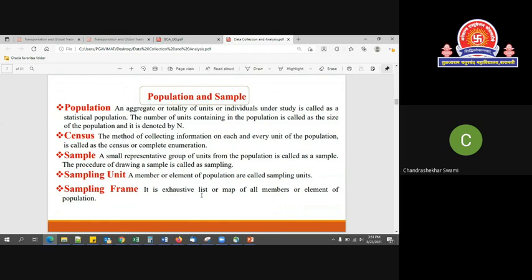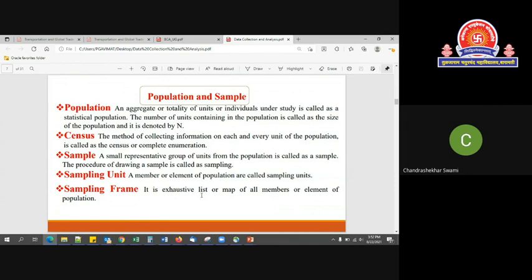The method of collecting the information on each and every unit of the population is called as what? Census, or it is called complete enumeration. Here you are studying every unit in the population, and the complement of this method is what? Sample.